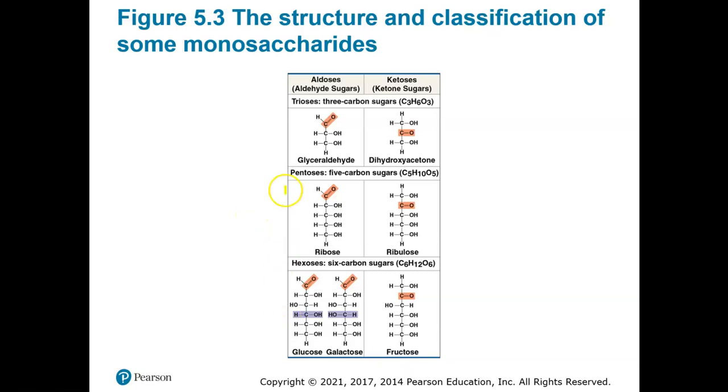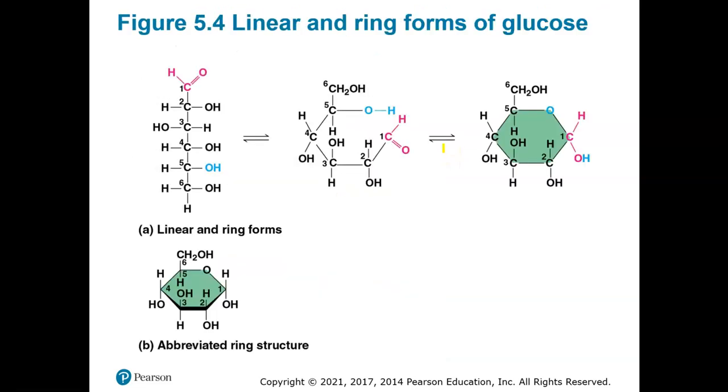They're called pentoses when they have 5 carbons. So a pentose is a 5-carbon sugar. A hexose is a 6-carbon sugar. And it's an aldose if the C double bonded to an O is on the end of the molecule, and it's a ketose when the C double bonded to O is in the middle of the molecule. All right, so monosaccharides are the monomers of carbohydrates.